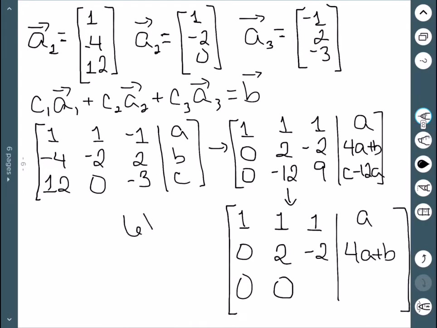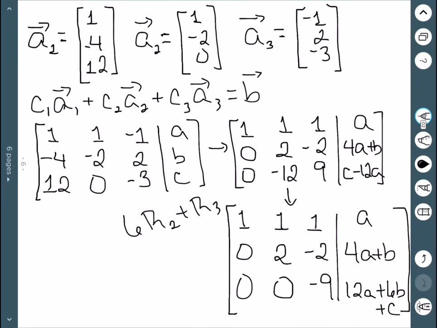So if I do 6 times row 2 plus row 3, that would give me 6 times 2, which is 12, minus 12 is 0. I would also have 6 times negative 2, which is negative 18, plus 9, which is negative 9. And then here we would have 6 times 4a plus b plus c minus 12a. And that would give us 12a plus 6b plus c.